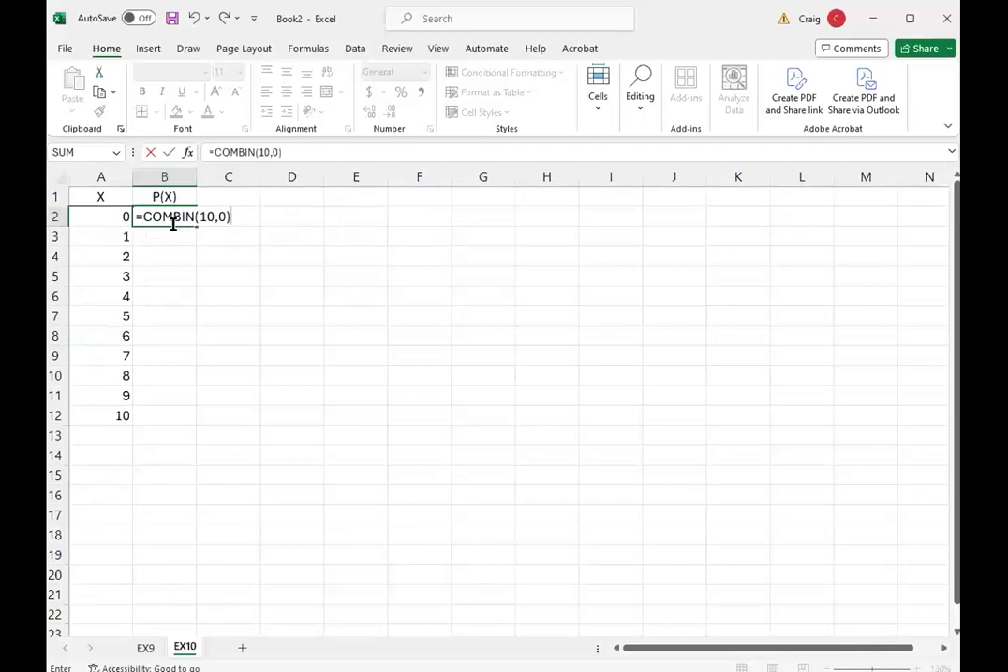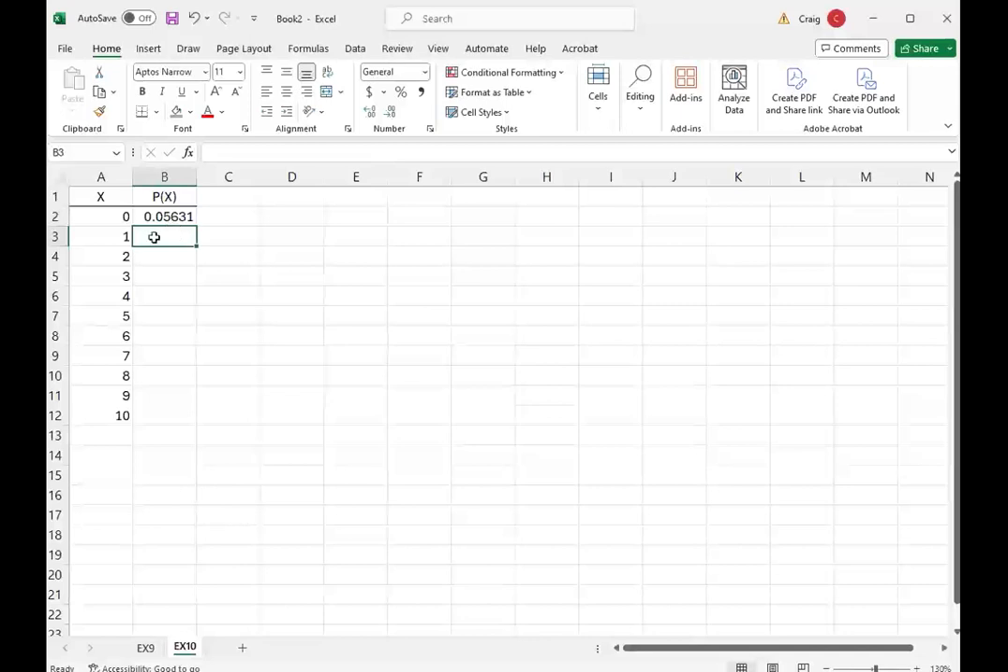Now for the other pieces, we just multiply times the probability of success. The chance of guessing it right was 0.25. Then Shift 6 will give you the little arrow, and we're going to raise that to the 0 power, times 0.75 raised to the 10th power. If we just hit enter, that gives us the probability. So you get about a 5% chance of guessing 0 right.